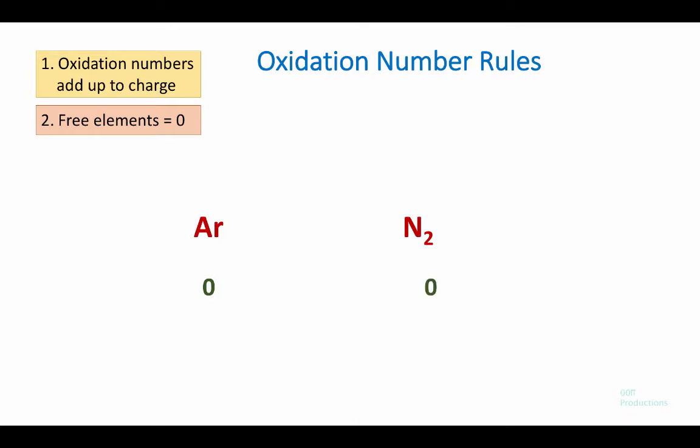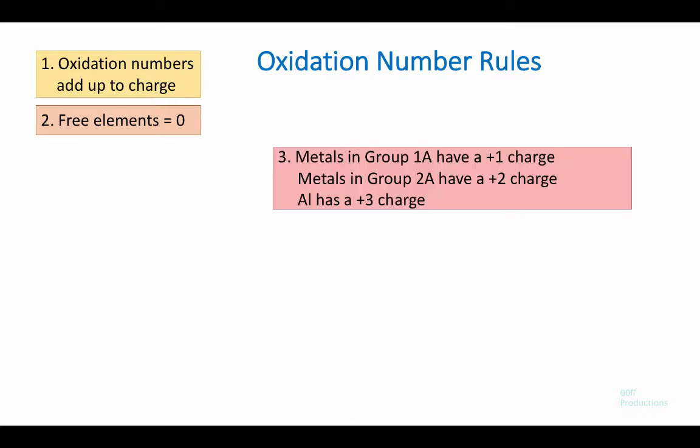Our third rule has to do with some metals. Basically, any metal in group 1A, and those are all your alkali metals, is going to have a +1 charge. Any of your metals in group 2A, those are your alkaline earths, are going to have a +2 charge. And if you have aluminum, that will have a +3 charge.